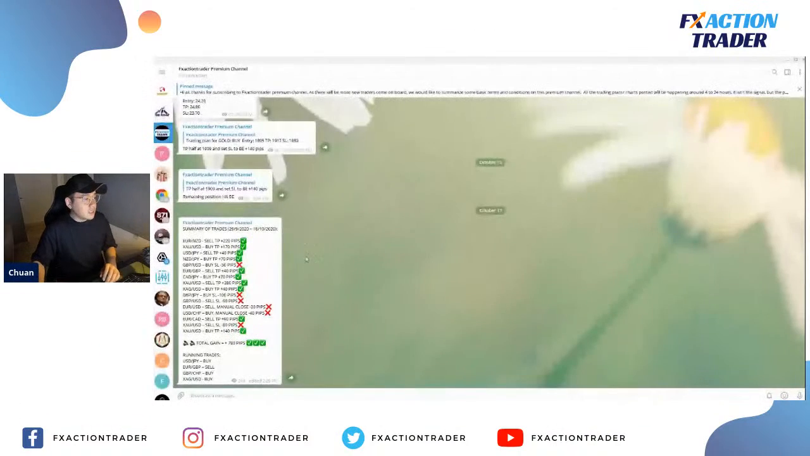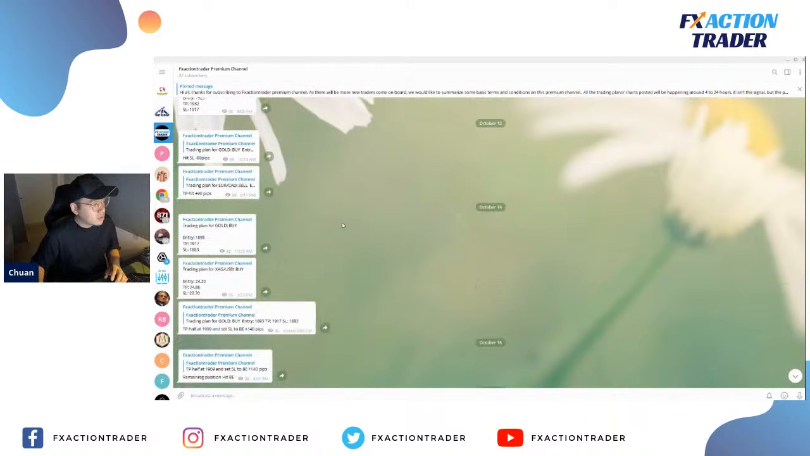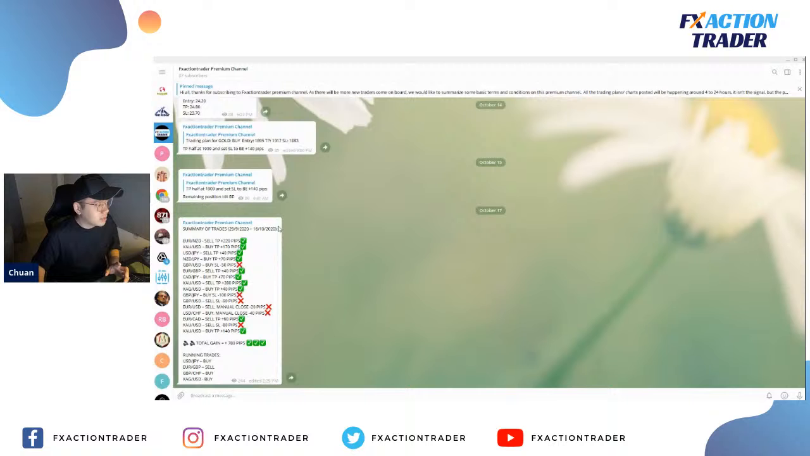This is basically how this premium channel looks like. We give you entry signals with entry, take profit level, and stop loss level, and this is our summary from 29th September to 16th October. We have made 780 pips till now, and we have some running trades which are still ongoing.